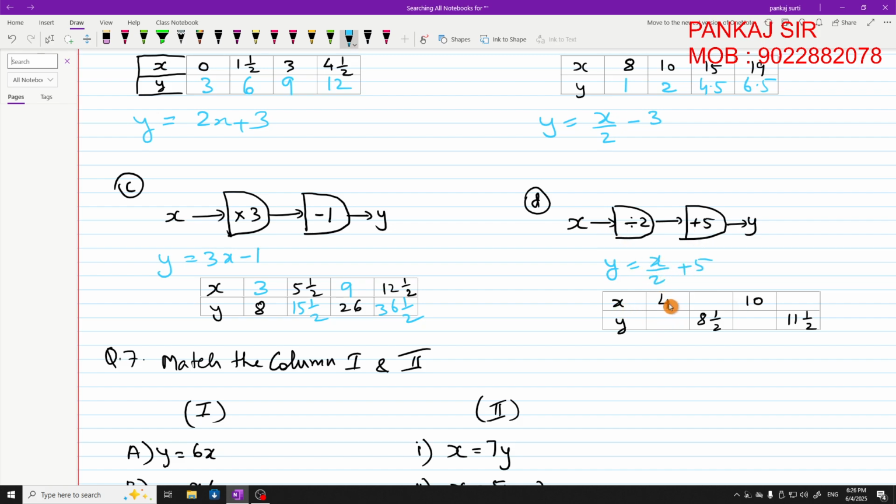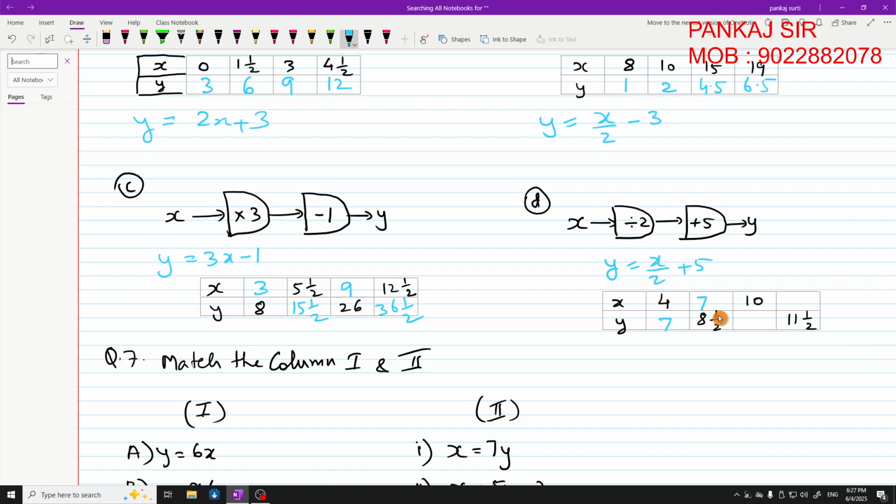Now when x is equal to 4, 4 divided by 2 will be 2, 2 plus 5 will be 7. Now here y is given to you, 8.5. 8.5 minus 5 is 3.5. Now 3.5 times 2 will be 7. So x will be 7.